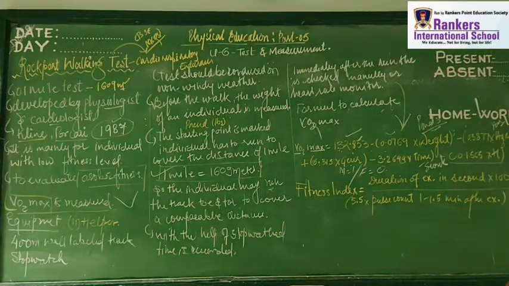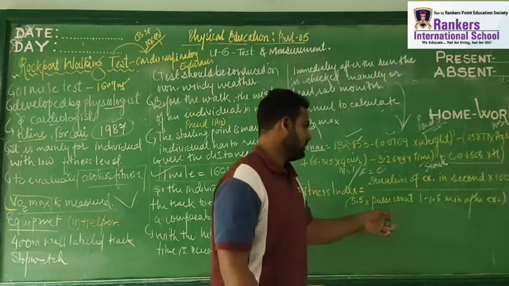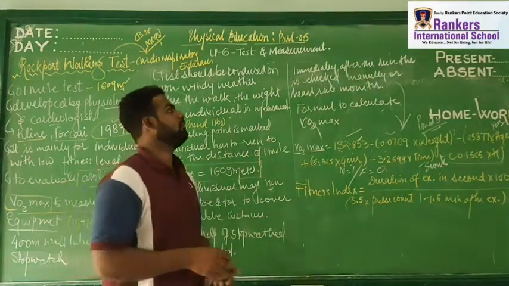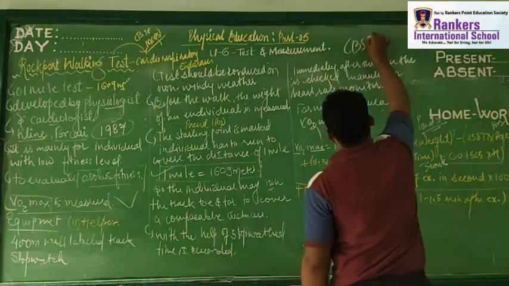Another formula for measuring the fitness index is duration of exercise in seconds times 100, divided by 5.5 times the pulse count, which is taken 1 to 1.5 minutes after the exercise. So after exercise, you have to take this after 1 to 1.5 minutes. I hope all these parts are clear to you. It is again a 3 marks question of our board exam, right?